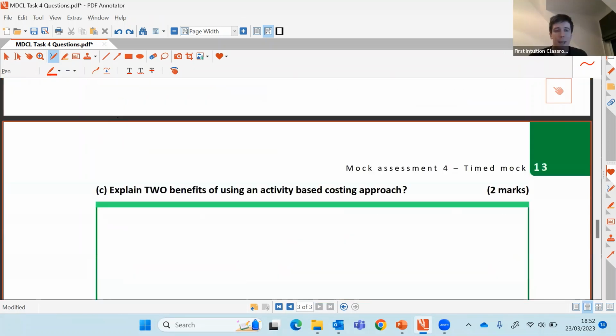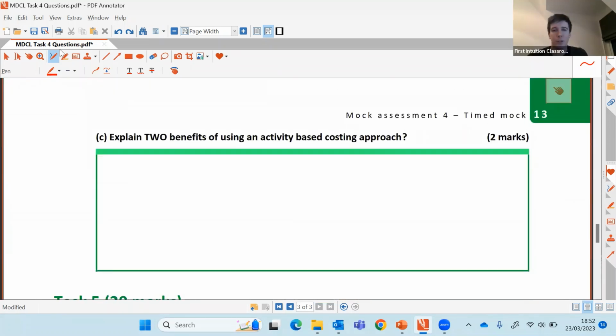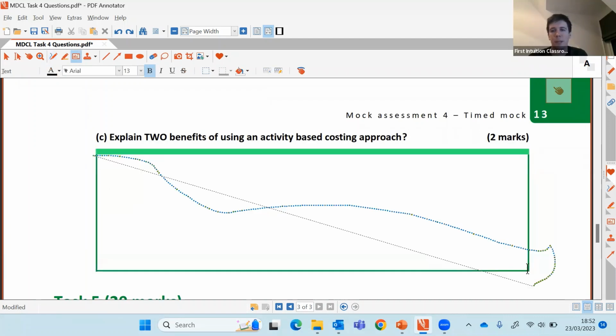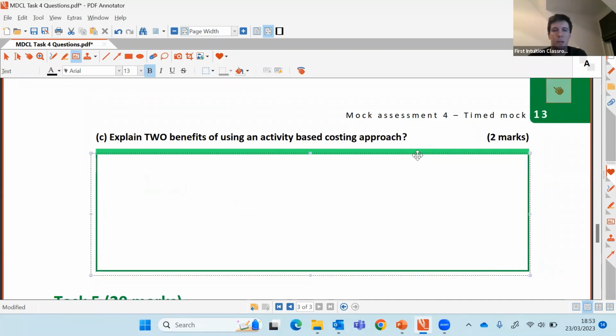All right, and then over to part C then. Explain two benefits of using an activity-based costing approach. Can any of you think then of a benefit to what I've been doing there? Why is the method that I've been using better than the current method? Is there a reason why you think it's a good thing?